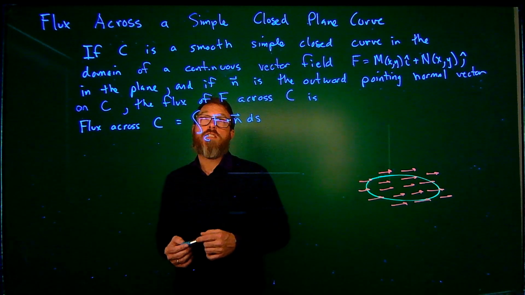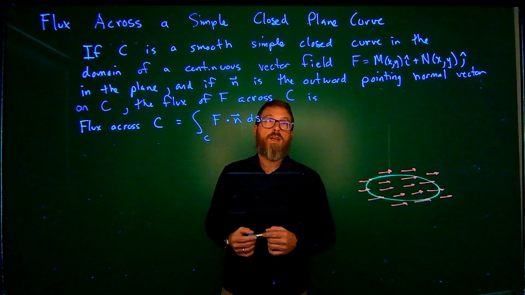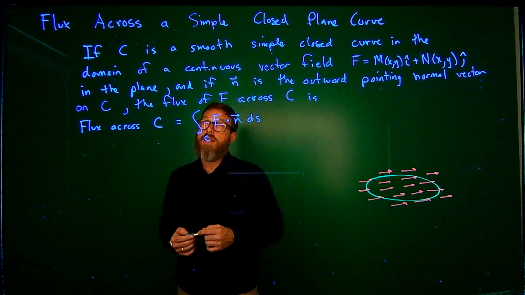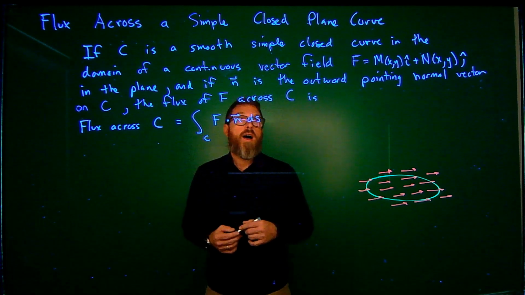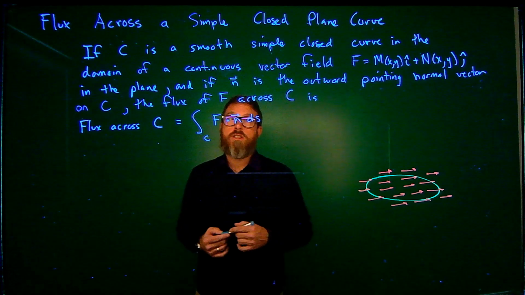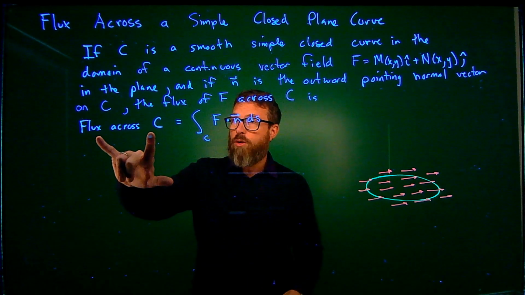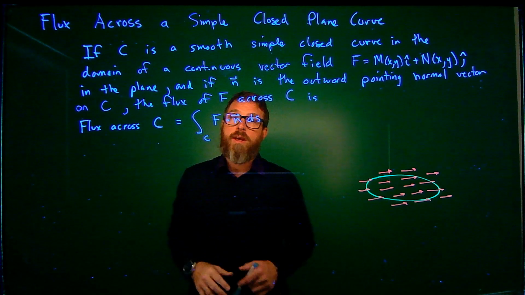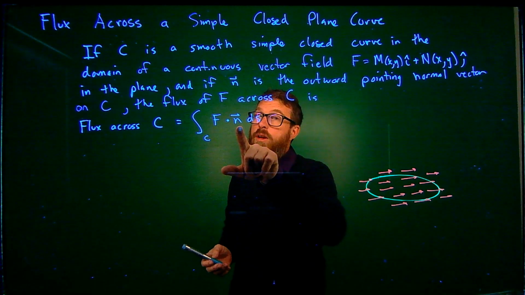So if C is a smooth, simple, closed curve in the domain of a continuous vector field F in the plane, and if N is an outward pointing normal vector on C, then the flux of F across C is defined by this. So the flux across C is going to be the integral over C of F dot that normal vector ds.